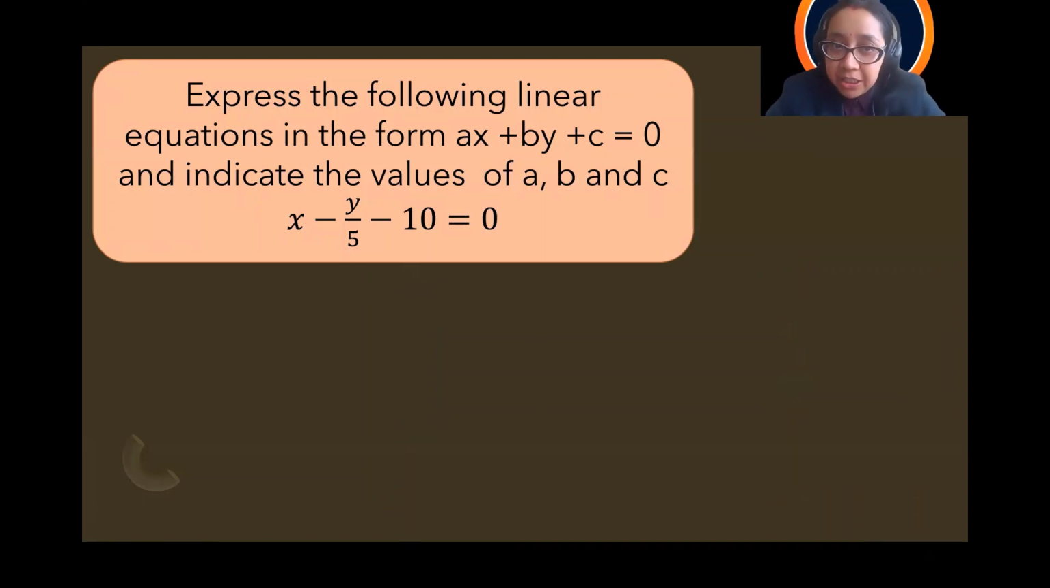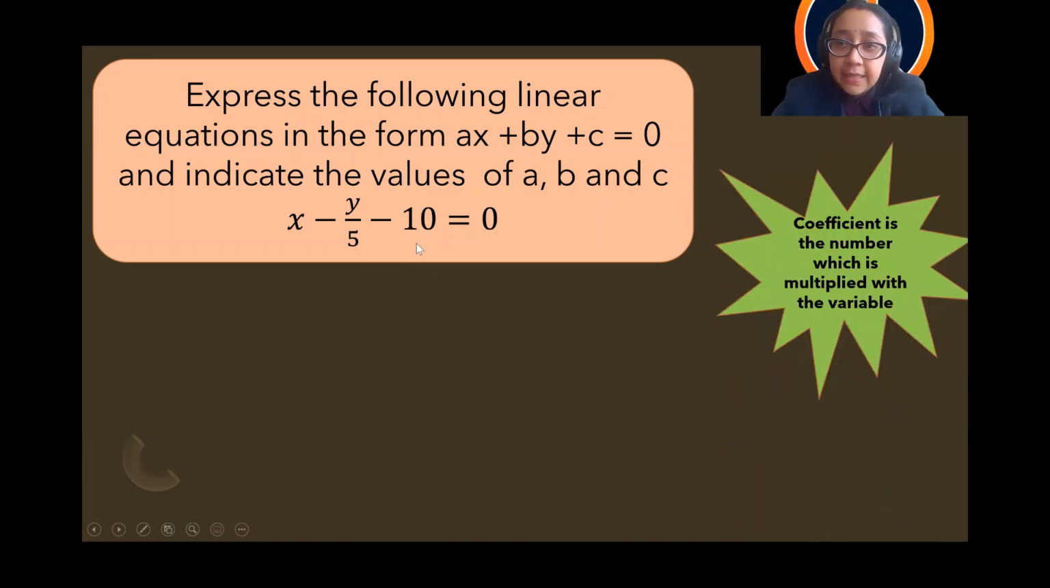So this is an equation because we have an equality sign. Express the following linear equations in the form of ax plus by plus c equal to 0 and indicate the values of a, b, and c. A and b are the coefficients of x and y, and c is a constant. So we have to find out the values of a, b, and c for this equation.